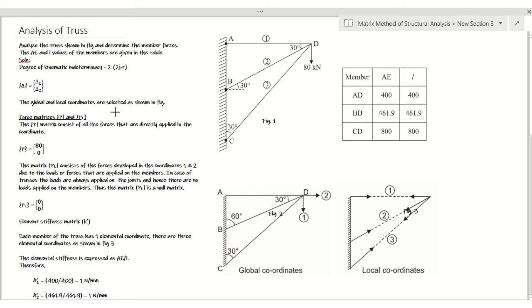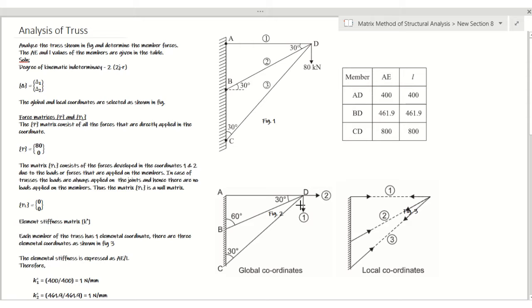Now first, if we write the force matrices, we'll come across two force matrices here, that is the P and PL matrix. The P matrix represents the forces which are directly applied in the coordinates. If there are any forces directly applied in our coordinates, then all those forces will be taken into the P matrix. Now in this case, at joint D, we have two coordinates and also there is a vertical downward force acting at joint D. This vertically downward force will be taken in our P matrix.